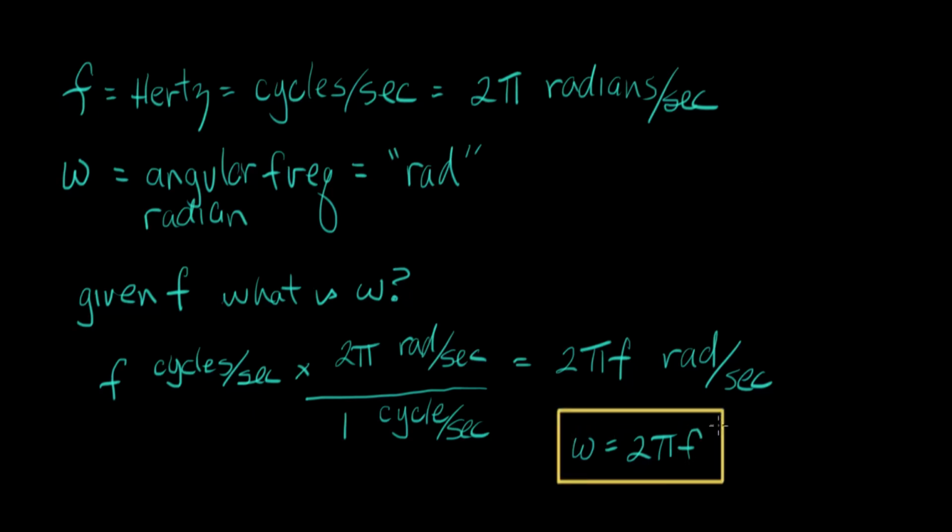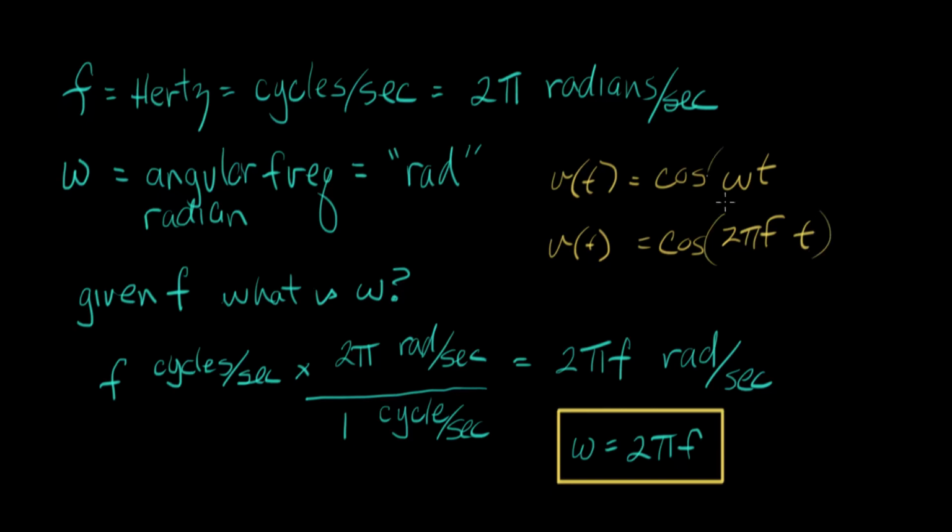And that's worth remembering. So if I have a sine wave, a voltage sine wave, for instance, V of t equals cosine omega t, I can write that equivalently as V of t equals cosine 2 pi F times t. So one of the frequencies, this one is in cycles per second, and this one is in radians per second. And we can interchange them that way using this conversion factor.